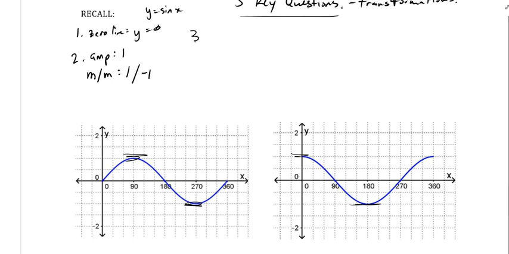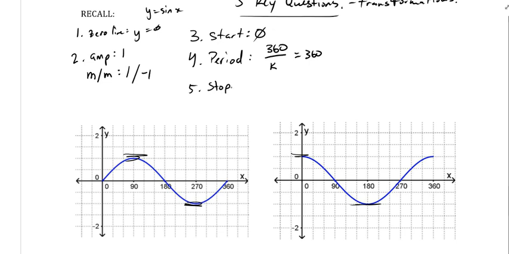Question 3 is, where does it start? For the parent function, it starts at 0. Question 4, what's the period? The period is equal to 360 divided by k. K is 1, obviously, for this, so it's just equal to 360. And 5, you take those and you figure out where it stops. So it's the start plus the period. The parent function goes from 0 to 360. Those are the five key questions.